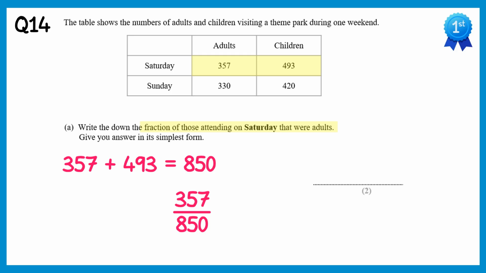Now the question does say to give this in its simplest form. So if you type that into your calculator and just press equals, it will simplify it for you. So that's 21 over 50.